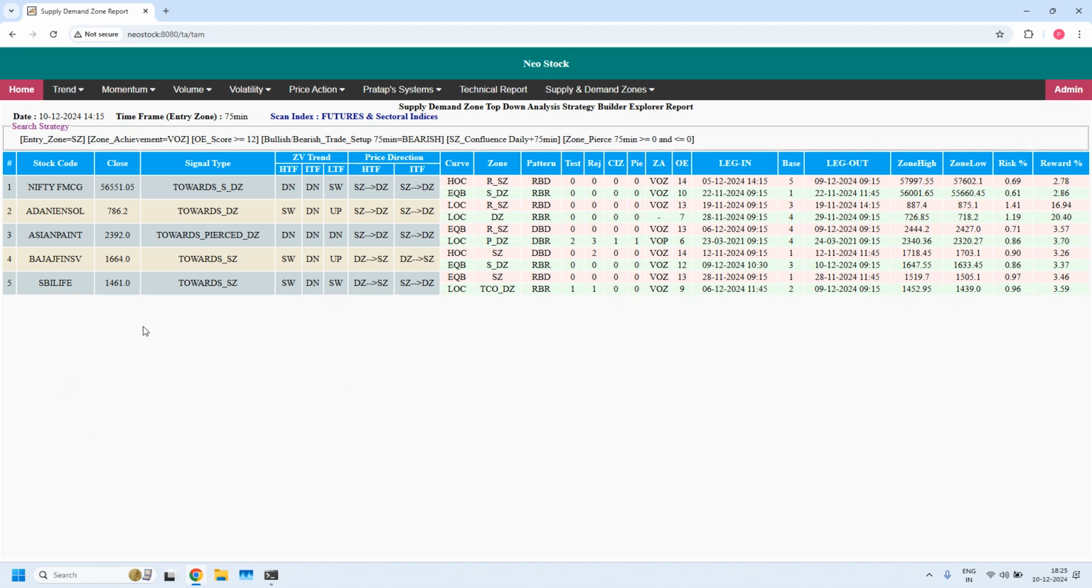Earlier, how many did we get? Okay, I think one report we missed here. Okay, this is LTF and ITF, that is 75 with daily EMA confluence.